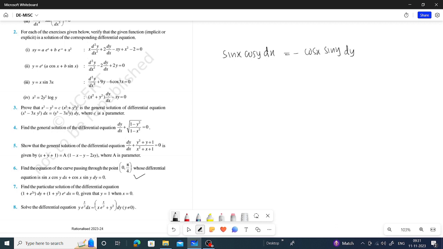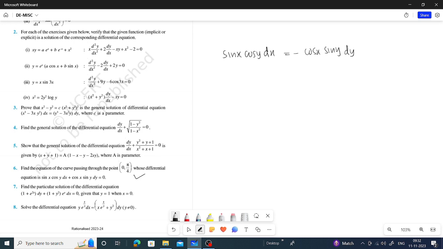Alright. So we have to find out the equation of the curve passing through the point (0, pi by 4). For that, first of all, this is the differential equation and we have to solve that and get its solution. So how do we solve this? For solving this, we have to check which type it is coming under. So sin x cos y dx equal to minus cos x sin y dy.